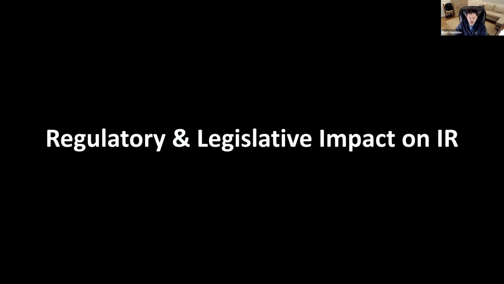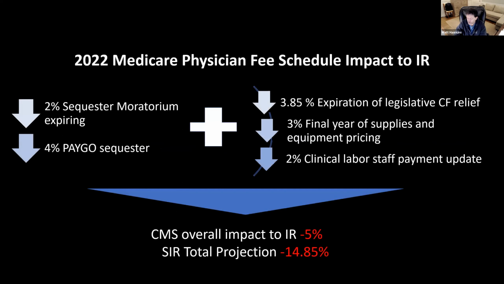All right, let's talk about regulatory and legislative impact on IR, because there's even more places where we can take a hit than what I described here in the first couple slides. And this is an example of the 2022 Medicare Physician Fee Schedule. Again, a proposed rule usually comes out around July 4th. And we were looking at some really remarkable potential cuts, okay?